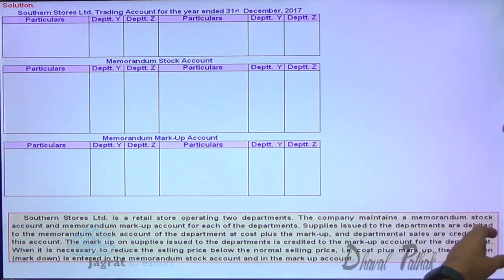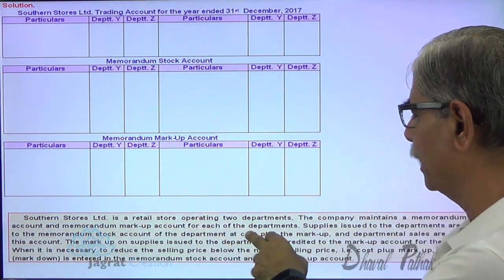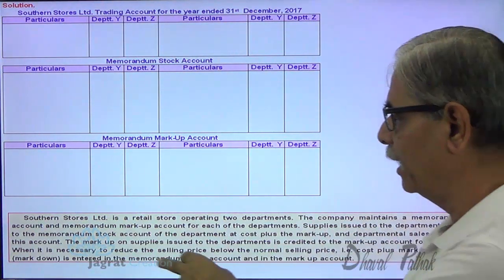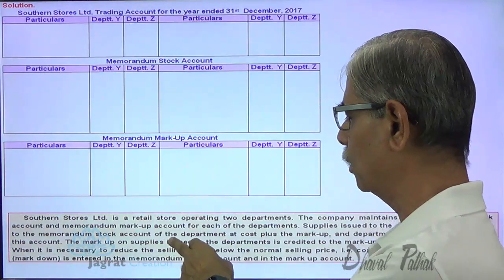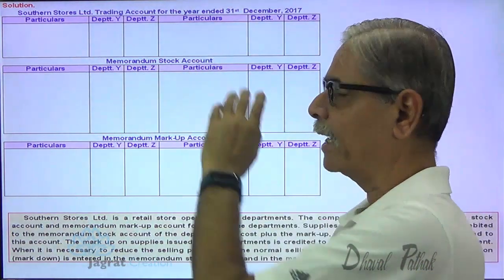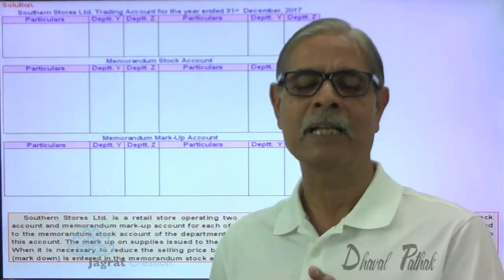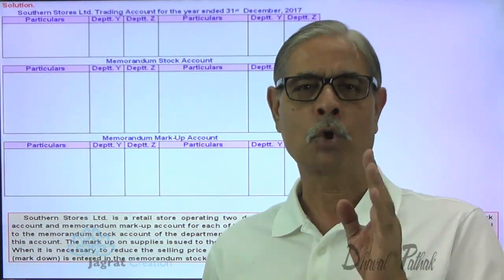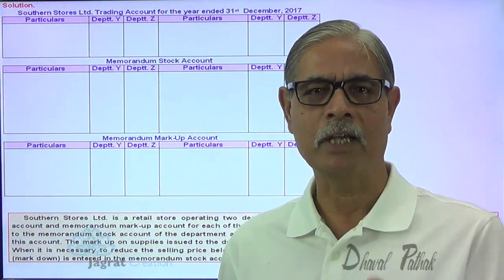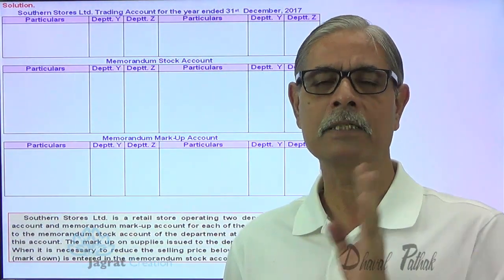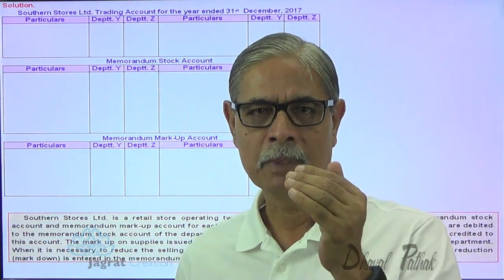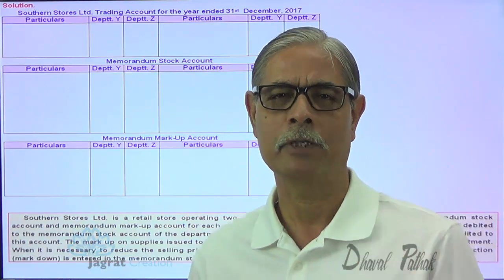The company maintains a Memorandum Stock Account with a markup for each of the departments. Supplies issued to the department are debited to the Memorandum Stock Account of the department at cost plus markup. So the stock account is prepared at an invoice price, meaning cost plus markup, cost plus load, that is equal to invoice price. Cost plus markup is known as markup price.